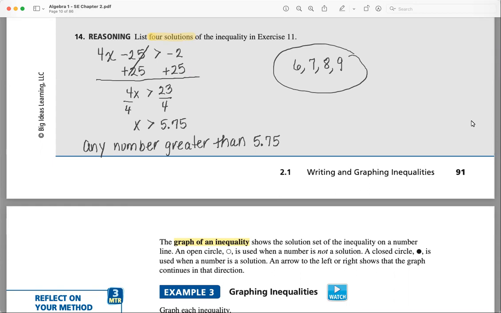Are they greater? Are they greater than or equal to? Are they less than or equal to? So you must solve first to find your solution.